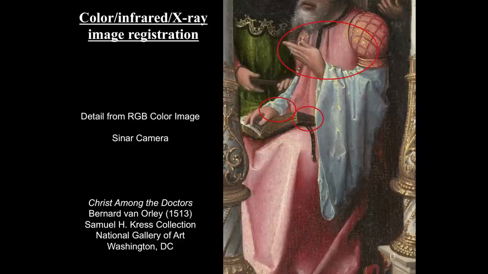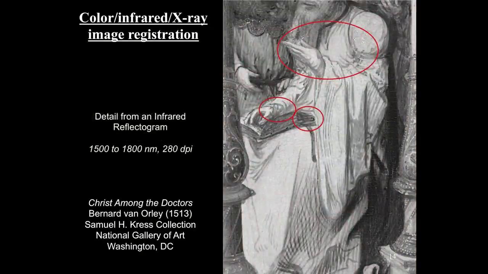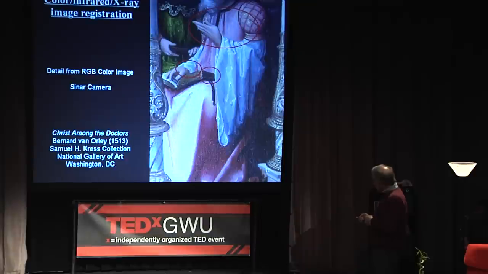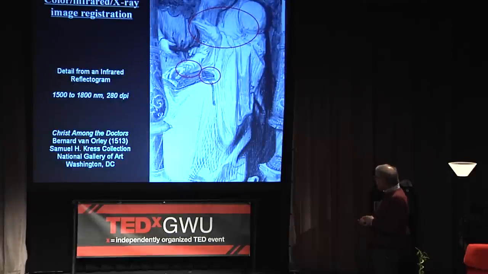This is the color image magnified. And here it is in infrared, in that band of wavelengths, 1500 to 1800. And if I flip back and forth, you may be able to see slight movement in the left hand, some differences in the right hand, and also in the left sleeve. This will become more evident in a moment, and some changes in that corner of the book.